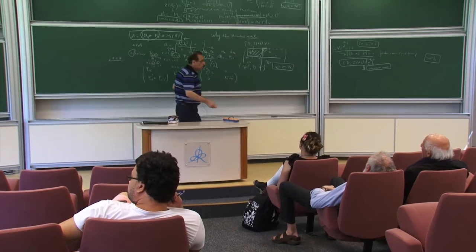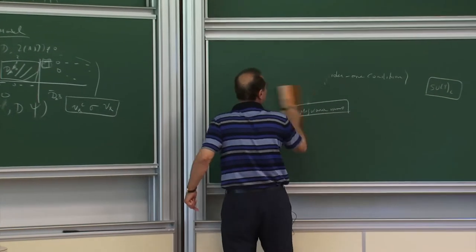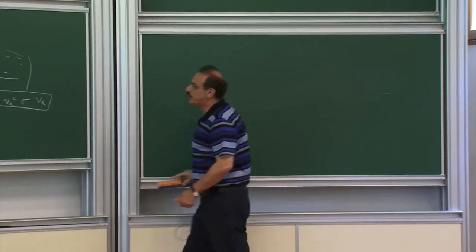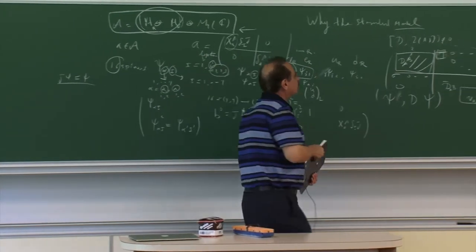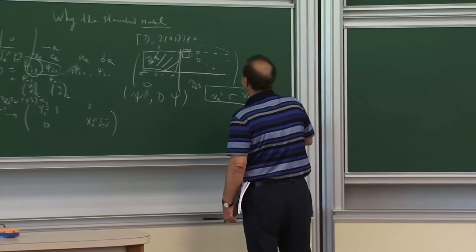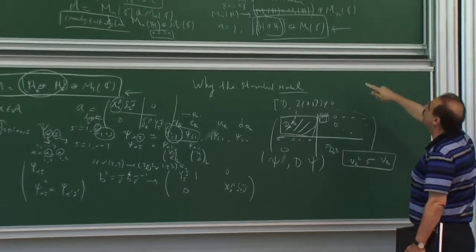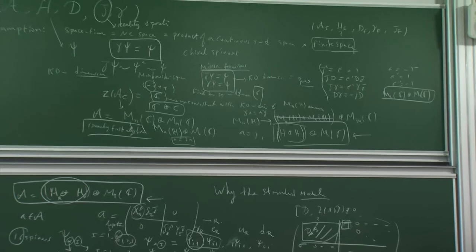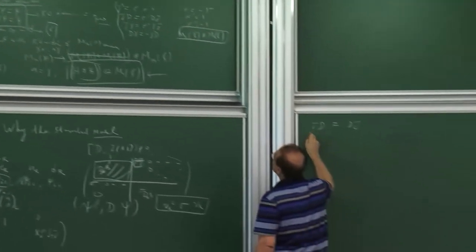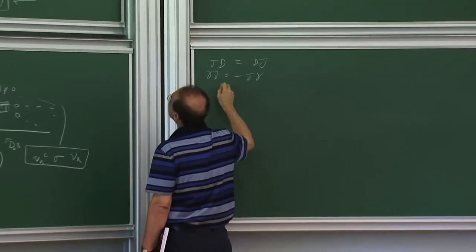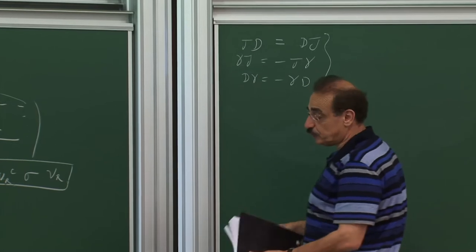Okay, so now where do we go from here? What we do is the following. We would like to see what type of Dirac operator we can have, this D. Now remember the D satisfies many properties. I've written them up. You have to verify that J D equals D J, still talking about the finite space, remember, and gamma J equals minus J gamma, and D gamma equals minus gamma D. So these properties I have to satisfy.